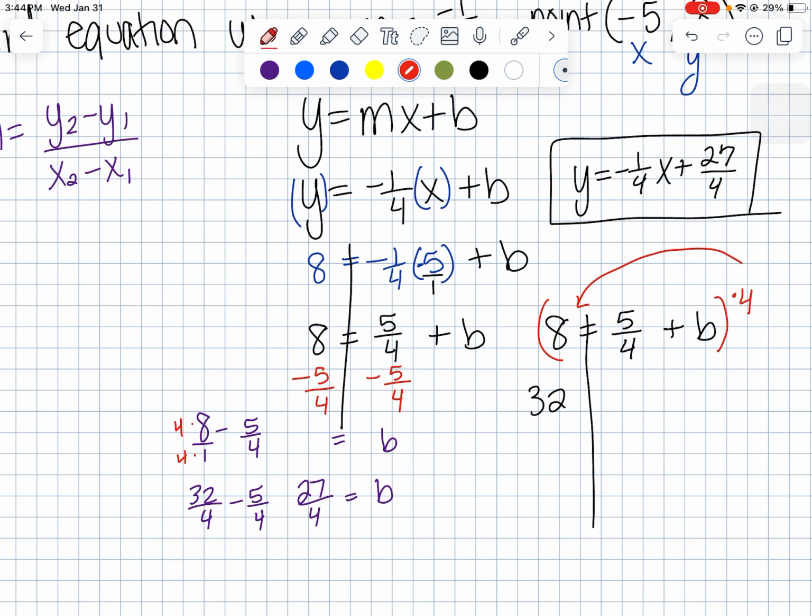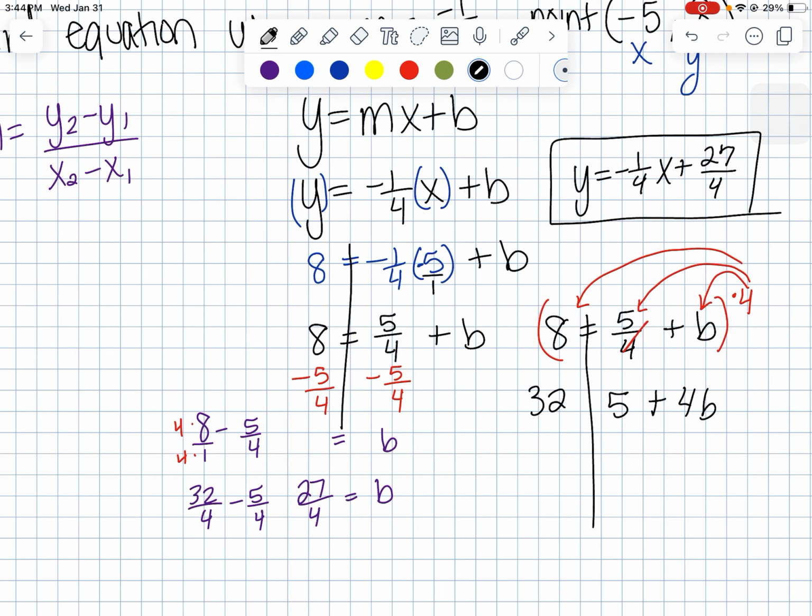8 times the 4 and get 32. And then take the 5/4 times 4. That'll cancel out the divide by 4 and you'll get 5. Plus, then take b times 4, and you're going to get 4b. Now you have a simple equation without any fractions.